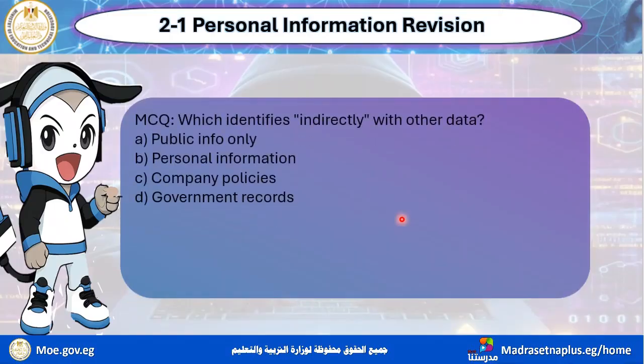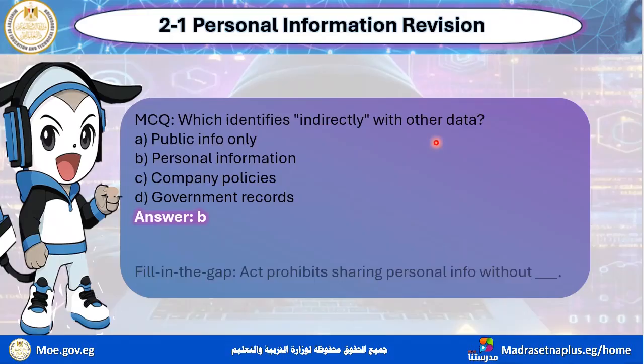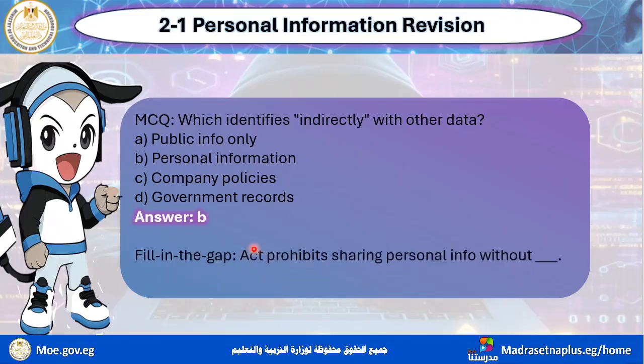An MCQ question. Which identifies indirectly with other data? Public info only, personal information, company policies, or government records. And the thing that identifies indirectly with other data is personal information. Fill in the gap. Act, practice sharing personal info without consent.